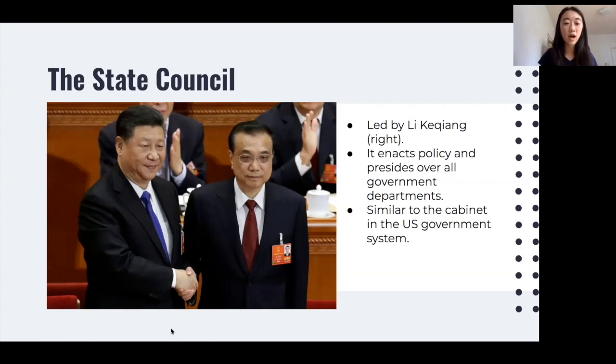It sits beneath the Congress and they administer China's internal affairs, diplomatic affairs, national defense, as well as internal government affairs like cultural or educational issues. And again, these people are also members of the Communist Party, sorry.